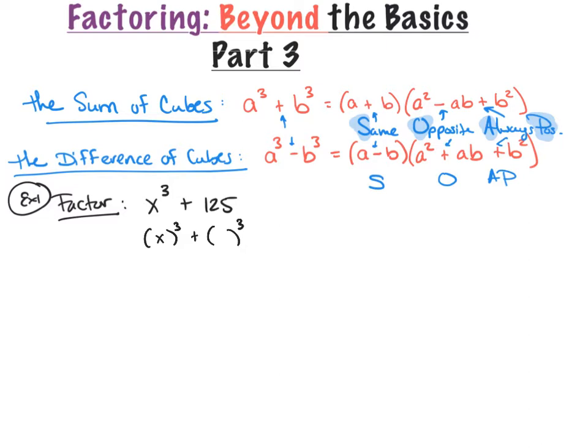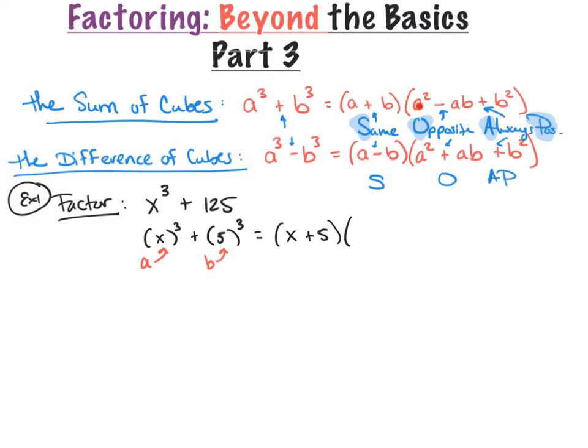So clearly for x cubed, x is being cubed. That would be our A. And for 125, that's 5 cubed. So that would be our B. And since it's a plus, we're going to be using the top formula. So the first part will be just a plus b, so x plus 5.